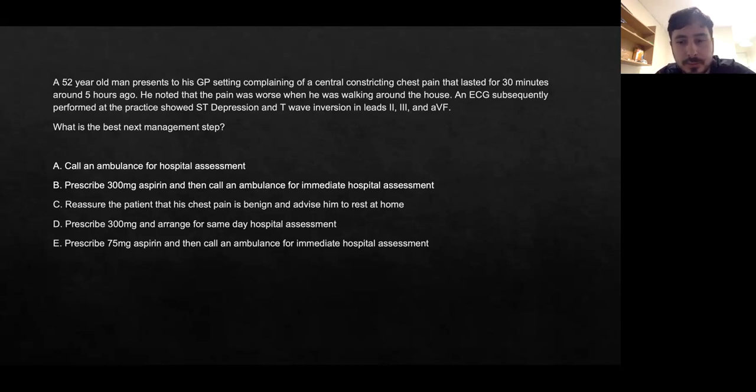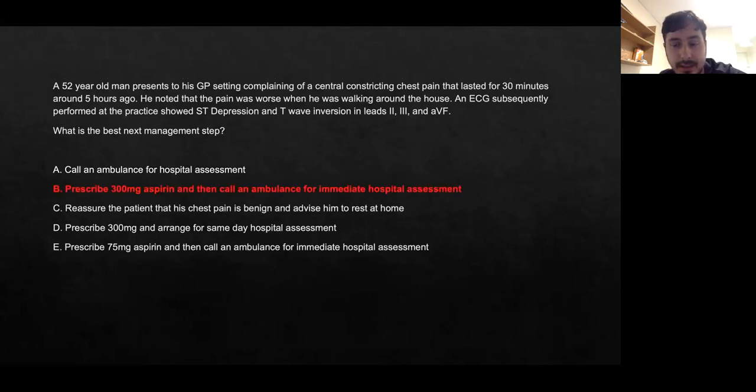We have an answer for B. Any other takers? That's fine. The answer is indeed B. So you want to prescribe 300 mg aspirin and call for an ambulance so that the patient can be immediately assessed at hospital.